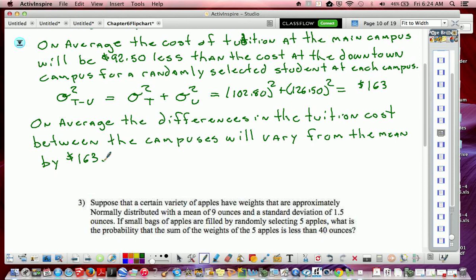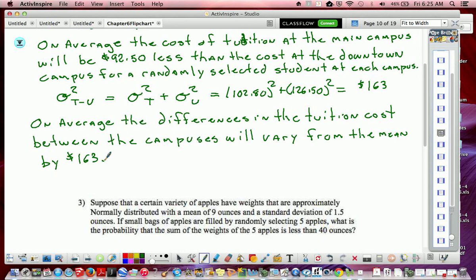So what's nice is, here we're comparing two schools. You can see which one costs more on average, but you can also see there is variability here, and the average variability, the average difference between the two will differ by, or will vary by $163. So even though one costs more than the other, our standard deviation is actually $163. So there's going to be times where you could randomly select a student from the downtown campus, from the main campus, and it would be more expensive than those from the downtown campus.